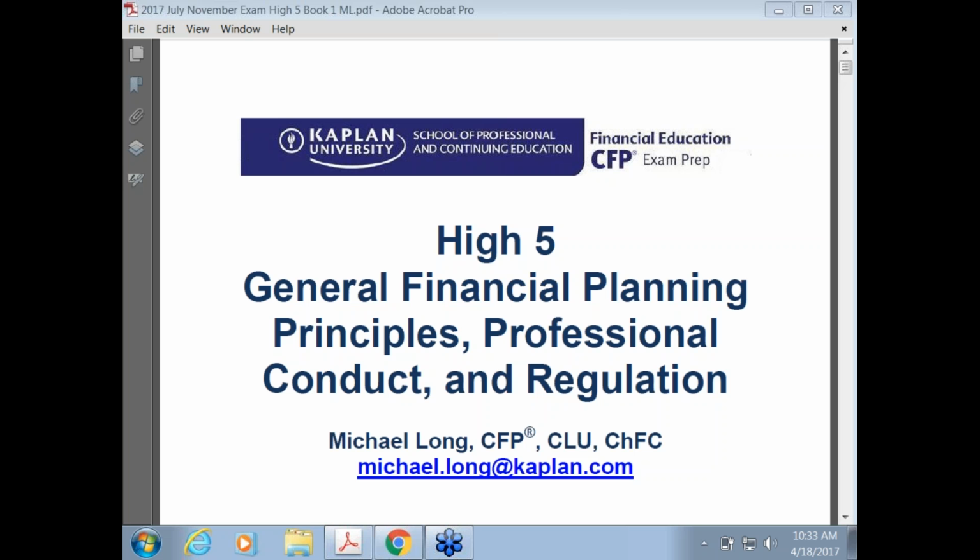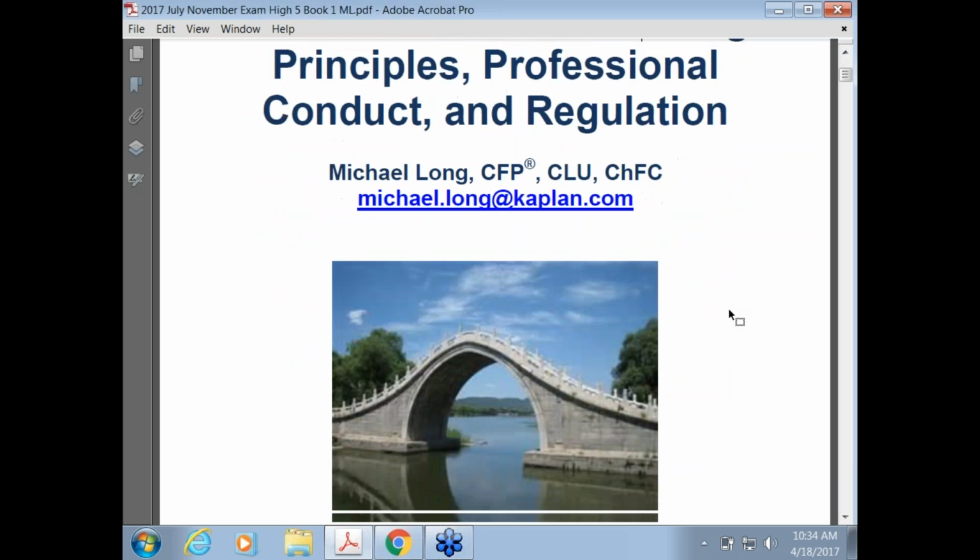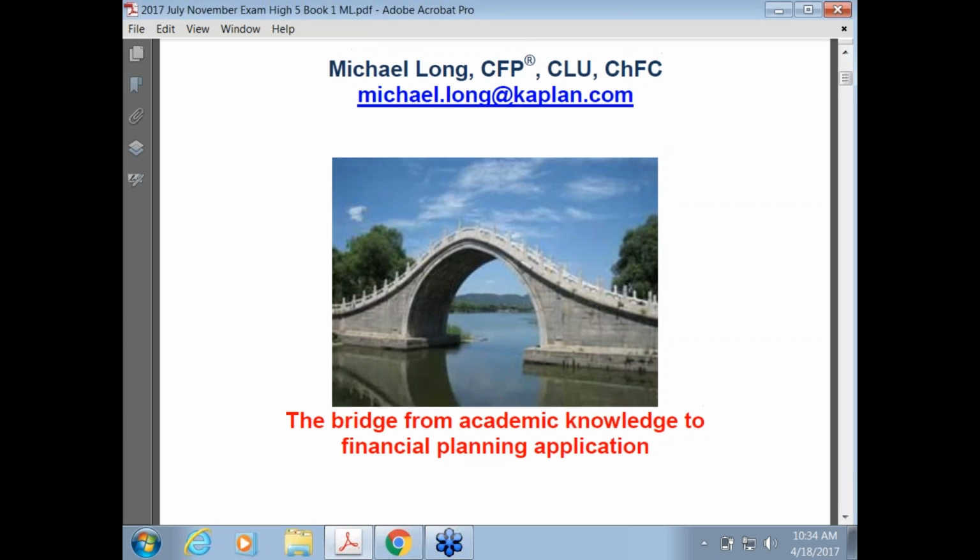So what I'm really trying to do with High Five, I think, is depicted well in this unique bridge picture. What I'm trying to help build and provide for you is a bridge to move from academic knowledge about topics into the financial planning applications of a topic.